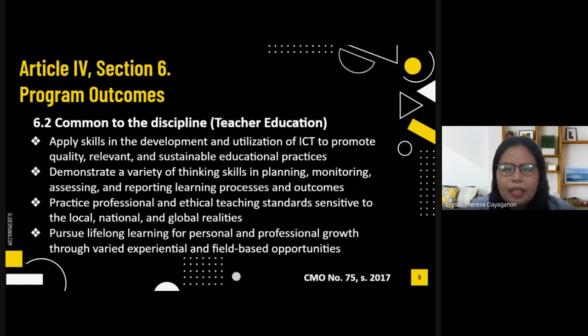Demonstrate a variety of thinking skills in planning, monitoring, assessing, and reporting learning processes and outcomes. Practice professional and ethical teaching standards sensitive to local, national, and global realities. And we also have pursue lifelong learning for personal and professional growth through varied experiential and field-based opportunities. So there are a lot of expectations from you as prospective teachers.